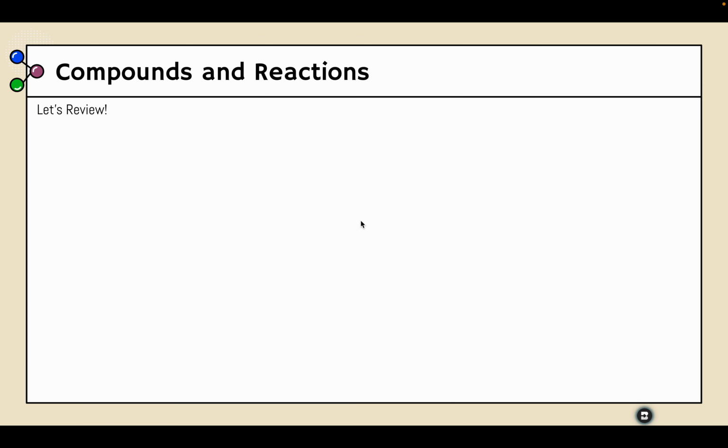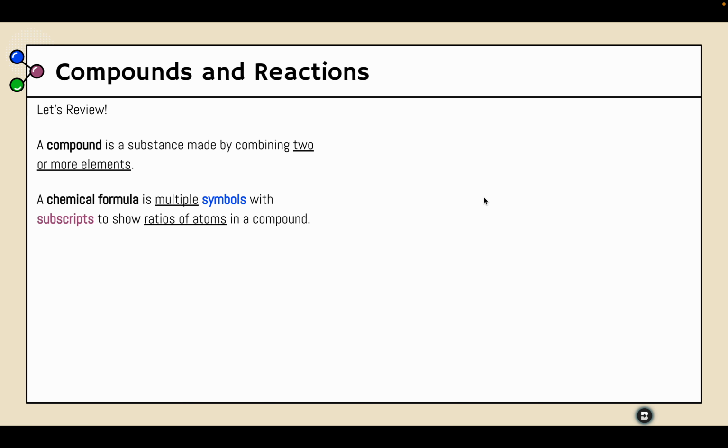So let's just review really quick. What do we know about compounds as well as reactions? Now remember, a compound is a substance that's made by combining two or more elements, right? So I'm going to have an example here at the bottom, and those are multiple elements that are chemically combined, okay? So a chemical formula is multiple symbols with subscripts to show ratios of atoms in a compound.